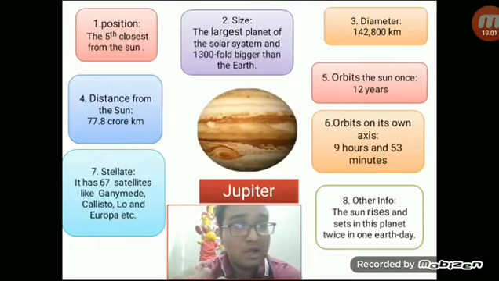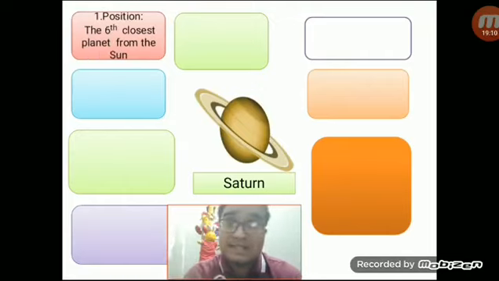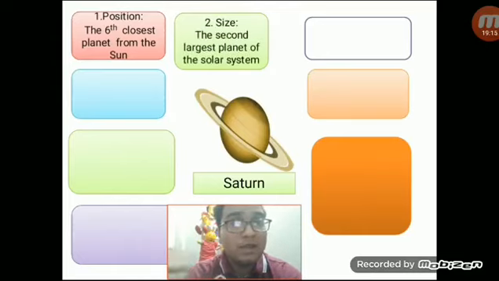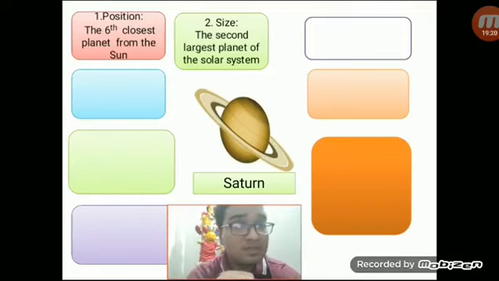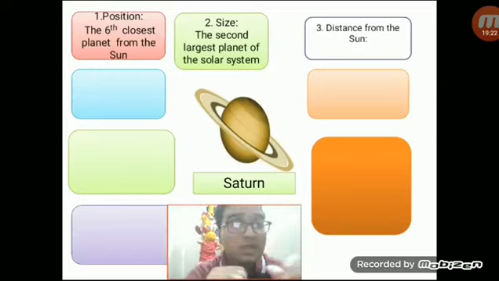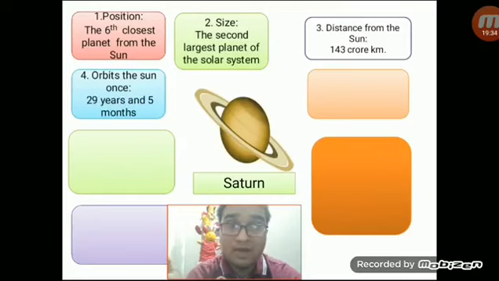Okay, so now I am going to describe the planet Saturn. First of all, position: it is the sixth closest planet from the sun. Next, size: this is the second largest planet of the solar system. Then distance from the sun: it is situated 143 crore kilometers away from the sun. Then to orbit the sun once, it needs 29 years and 5 months.